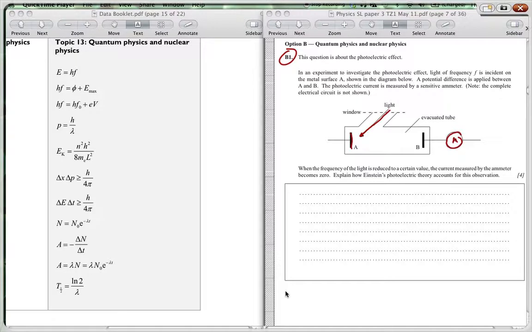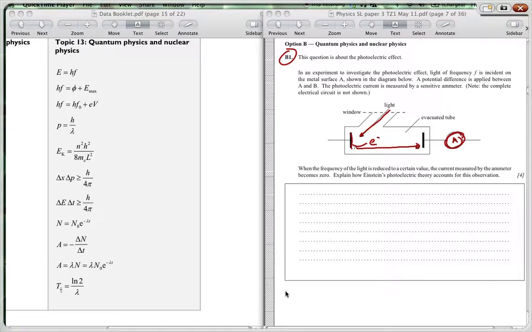So light comes in here. The energy from the light causes electrons to jump off the surface, and that's the photoelectric effect. And what happens is they travel from A to B. So you have a charge moving. This is picked up by the ammeter.